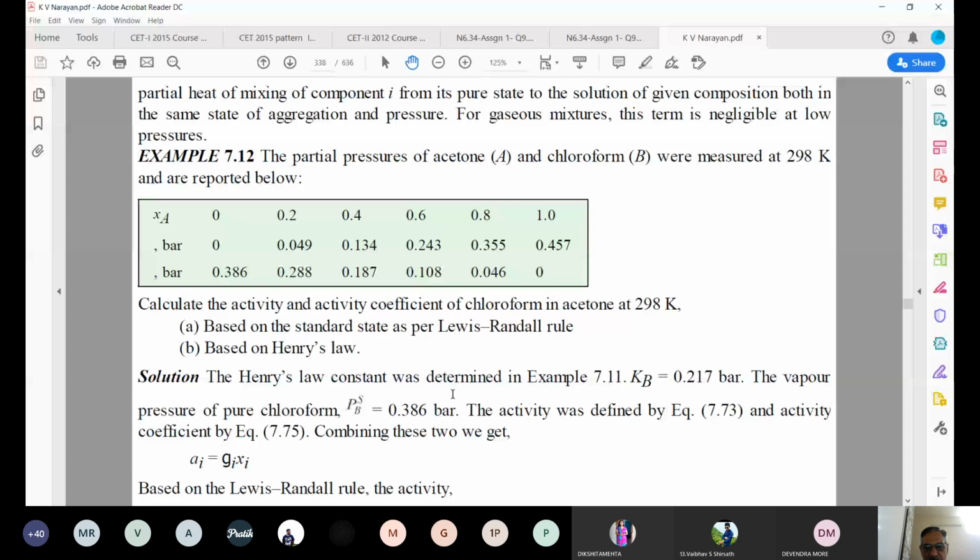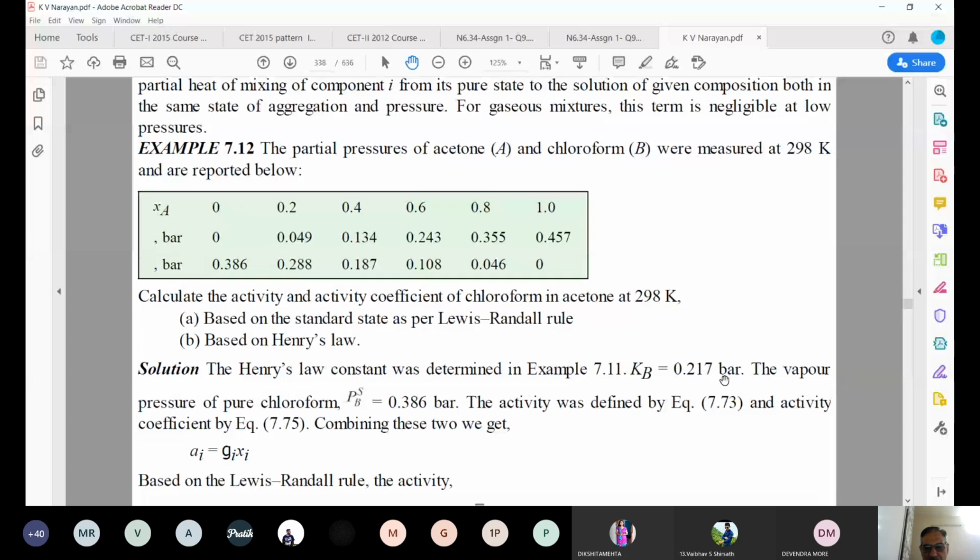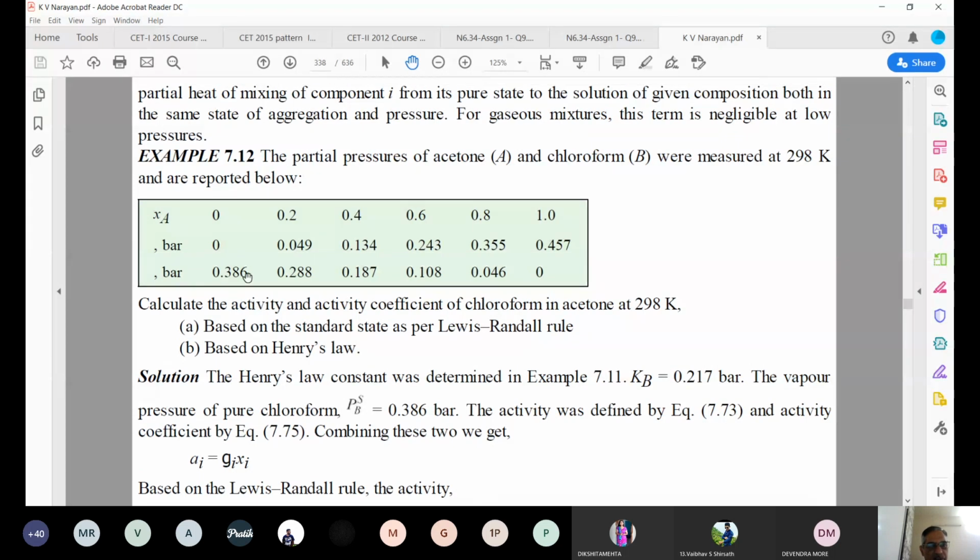Right? Henry's law constant हमने कल निकाला था, right? KB equal to 0.217 bar chloroform के लिए. The vapor pressure of chloroform PB bar हमने निकाला था, right? We had seen pure solvent के लिए. When you take pure ये right? ये PB है, ये PA है. So when it is XA equal to 0, XB equal to 1. So this is the vapor pressure of chloroform. And similarly, when XA equal to 1, this 0.457 is the vapor pressure of acetone. ये हमने देखा था कल.